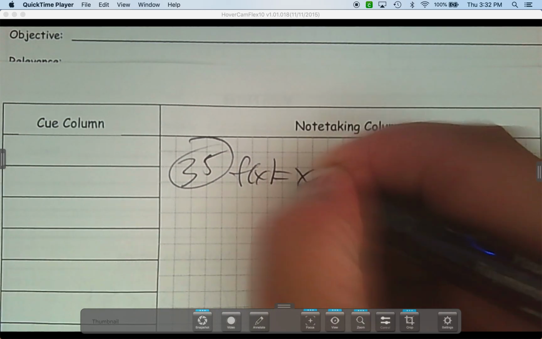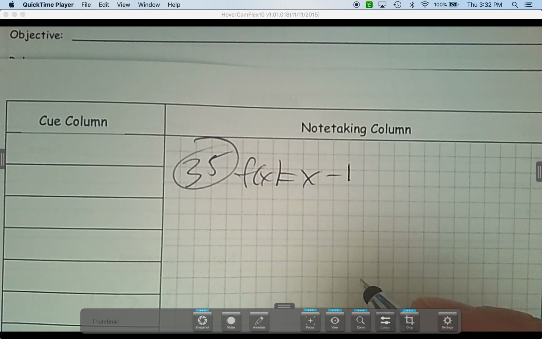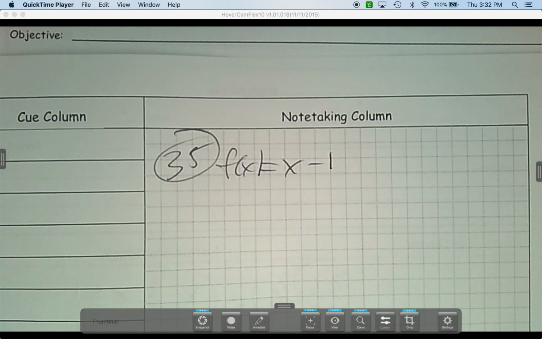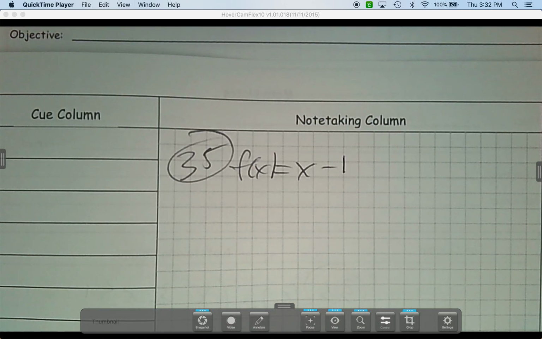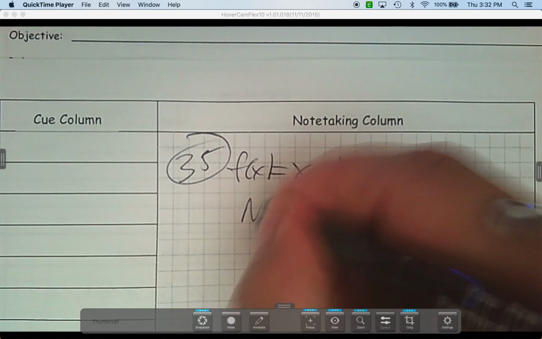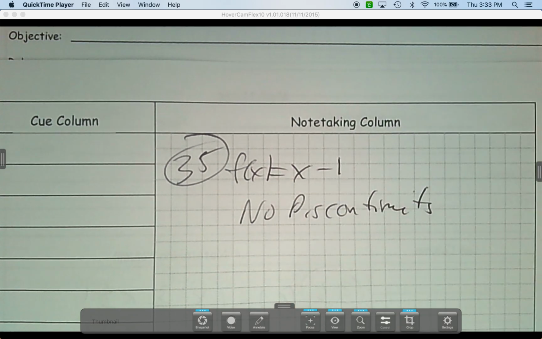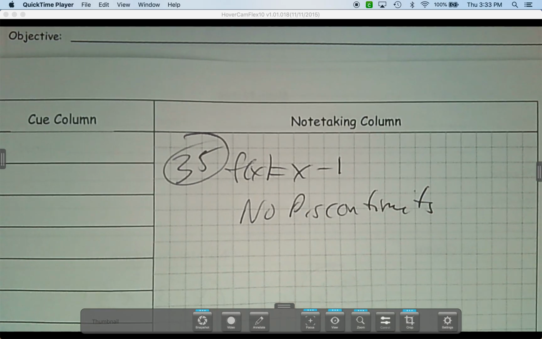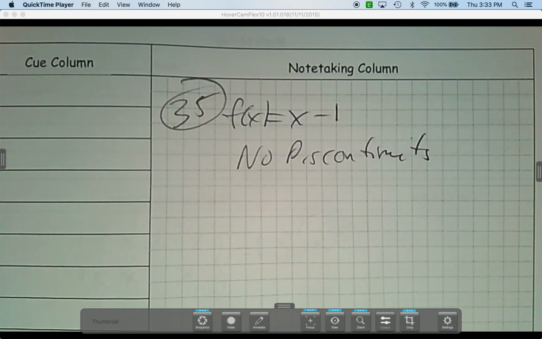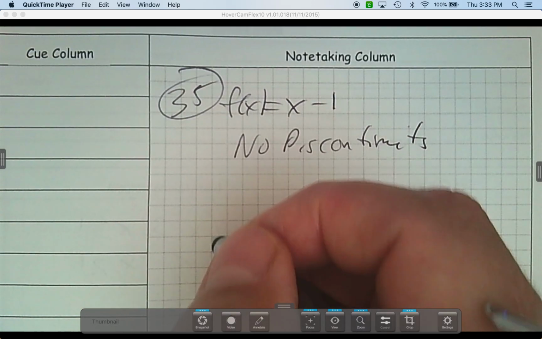f of x equals x minus 1. That's a line. Is there anything that would make that not continuous? Is there any domain restriction of any sort? Could you plug in any x value and get an answer? Yes. It's a line. It's continuous all the way through. There are no discontinuities for a line. Any polynomial, line, parabola, cubic function, all of them, it's continuous. No discontinuities. 36.